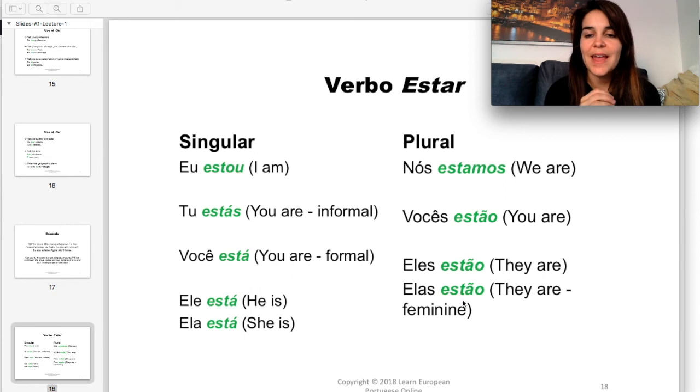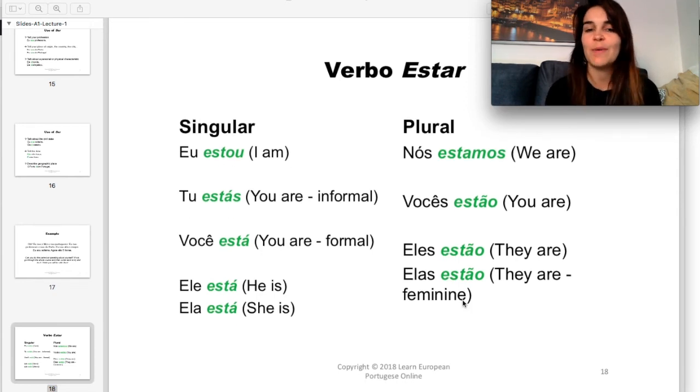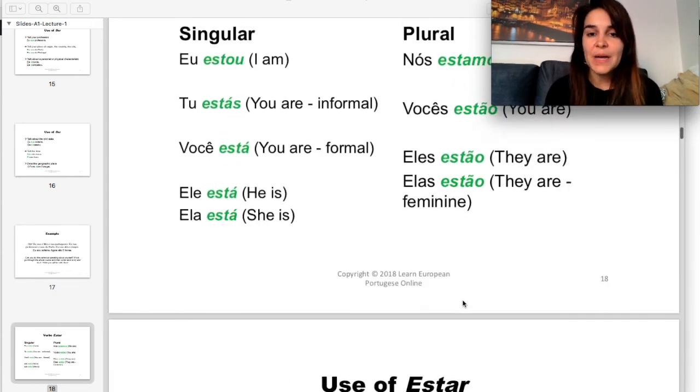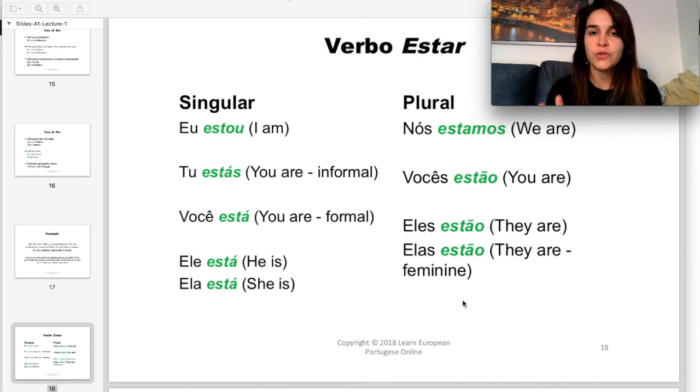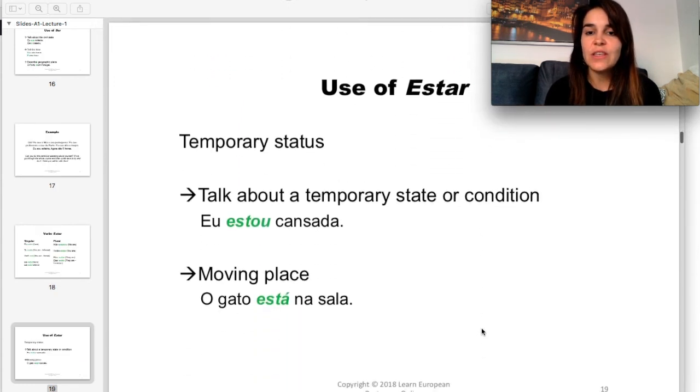Funny thing about the elas estão, right? Do you hear it? We put a Z. If you want to know more about it, do get my course. You will find out about these things as well, as I also speak about pronunciation and all of that. But so again we have eu estou, tu estás, você está, ele e ela está, nós estamos, vocês estão, eles estão, elas estão.